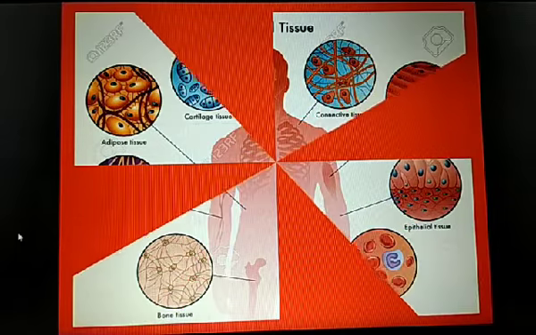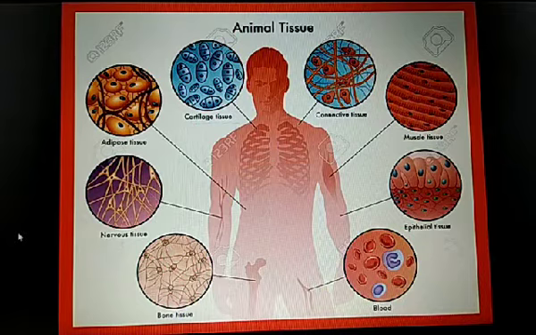Previously we discussed plant tissues, where we covered simple and complex tissues. Today we'll be discussing animal tissues. These are the different animal tissues that we are going to discuss: cartilage, adipose, nervous tissue, bone, blood, epithelial, muscular and connective tissue. These are the tissues we are going to take up in this section, but today we'll be covering only epithelial tissue.